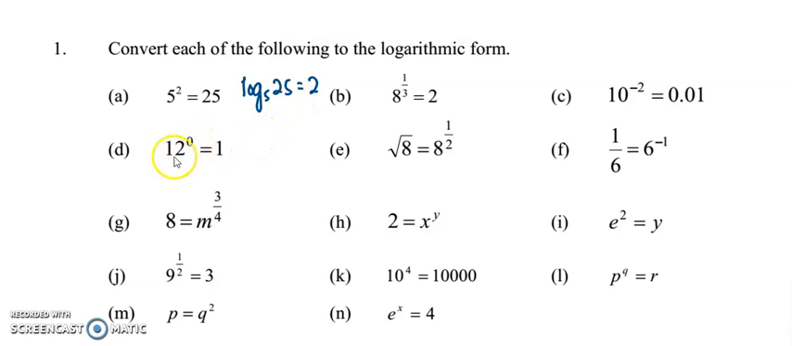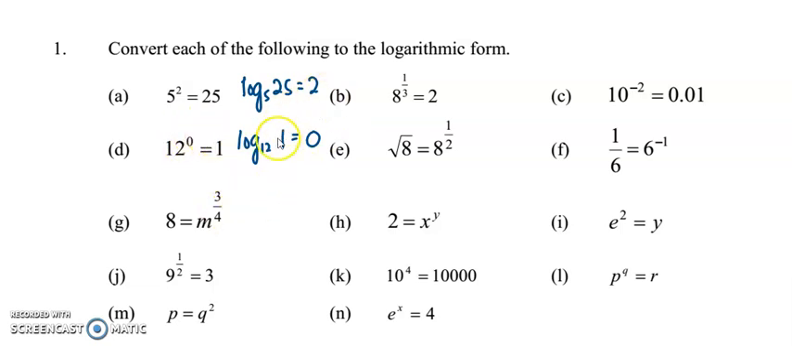Okay, so if we have 12 power of 0 equals 1, write down the log, stand for log, and the base 12 will be this one, and the 1 will be here, and the answer of the log 1 is 0, which is the power of the base.